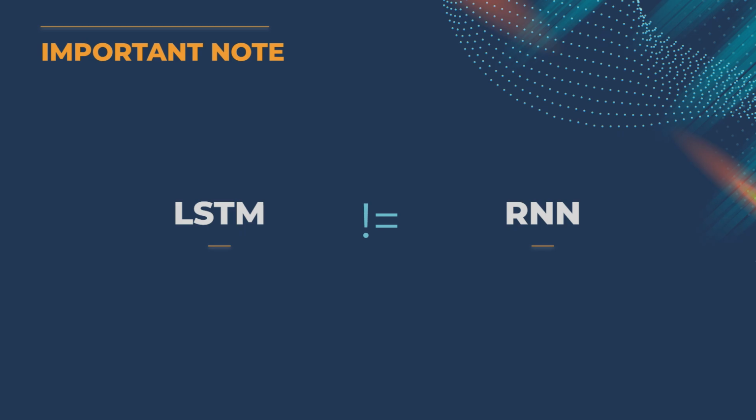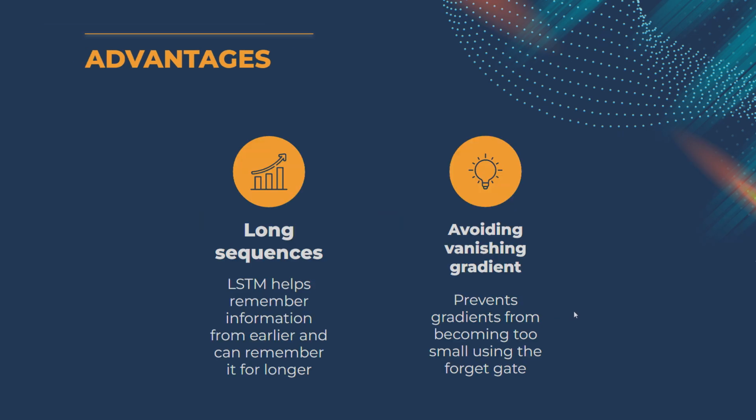The RNN is the system itself. The LSTM is a subsystem that helps the RNN perform its function. Some advantages of using an LSTM is it helps remember long sequences of information, and it can remember more data for longer. It also avoids the vanishing gradient, so it prevents gradients from becoming too small by using the forget gate. This helps the RNN just generate better data.